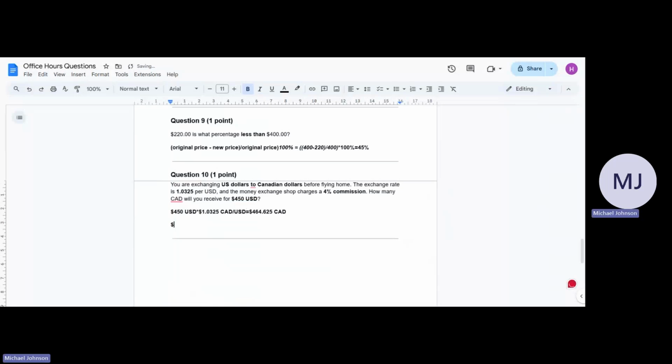And then apply commission. So 464.625 times 1 minus the commission of 4%, which is 0.04. Then you get 432.99 CAD. So that's how much you have. This is how much you have after you pay the commission. So like we said before, 0.04 equals 4%. So this is how much you have after paying the commission.